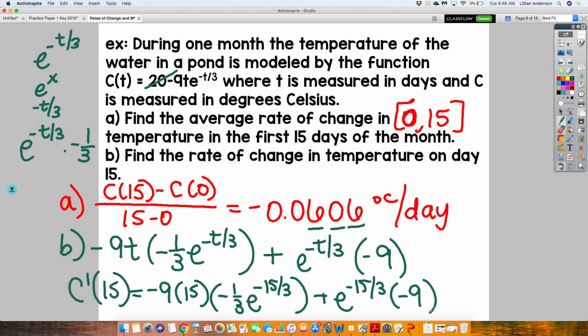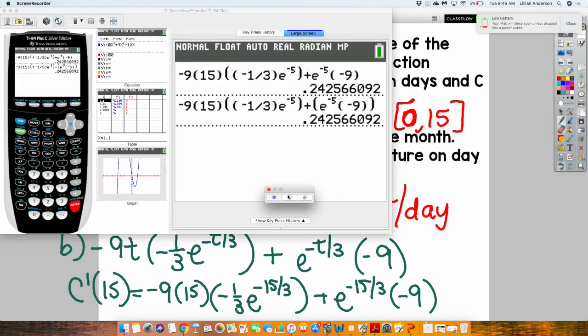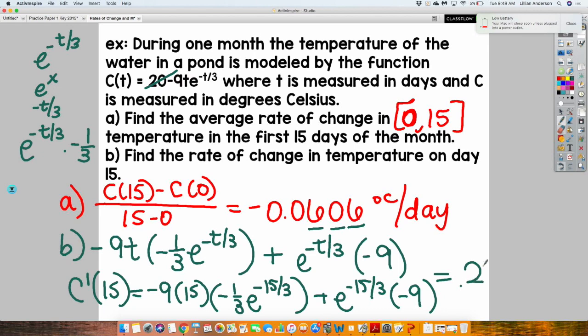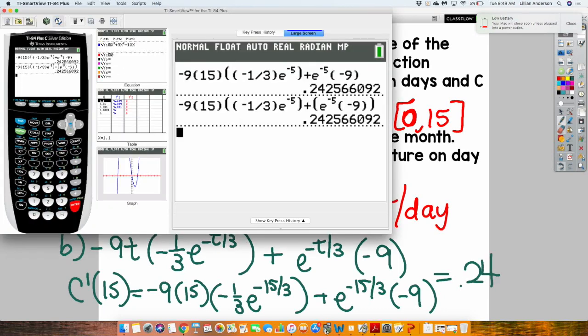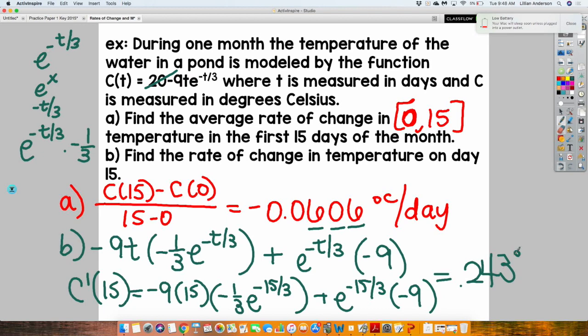I want you guys to do this one on your own. During 1 month, the temperature of the water in a pond is modeled by the function where t represents the number of days and C is measured in degrees Celsius. Find the average rate of change of the temperature in the first 15 days of the month, and then find the rate of change of the temperature on day 15. Average rate of change means the slope, the secant line, so old school slope. But find the rate of change of the temperature on day 15. It's the derivative one. It's instantaneous, okay? So I want you guys to do A and B.